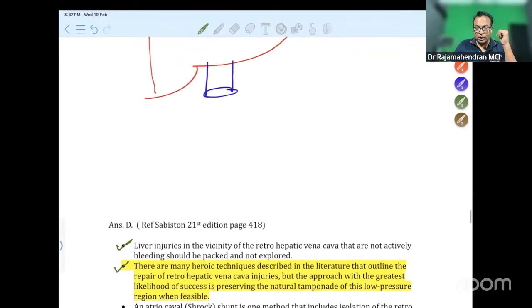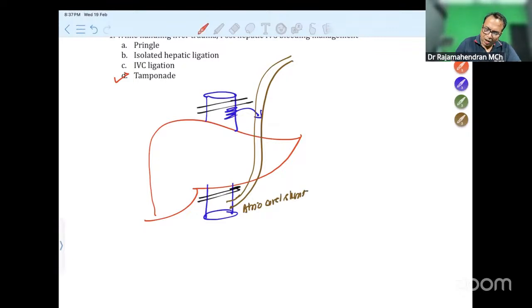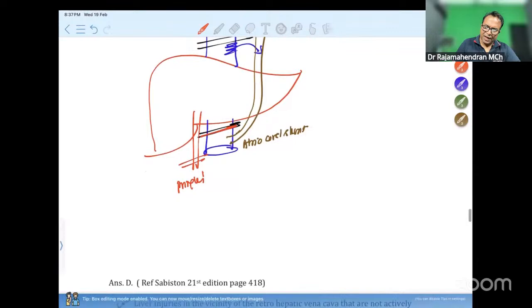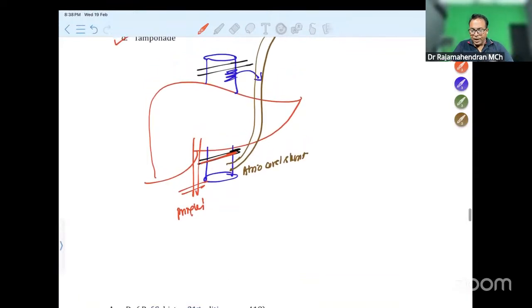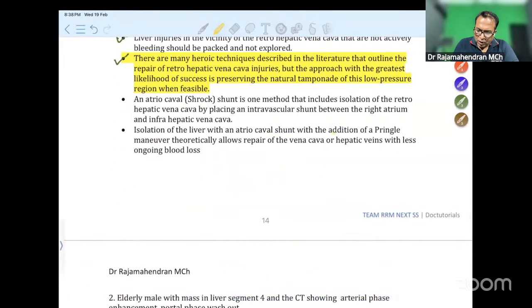An atriocaval shunt, people tried a shunt like this from here to the atrium. You clamp this retrohepatic IVC here along with the Pringle plus clamping of the IVC, and we will do an atriocaval shunt. And we have time to repair this injury. All these are discussed. Isolation of the liver with the atriocaval shunt with addition of the Pringle maneuver theoretically allows repair of the vena cava or hepatic veins with less ongoing blood loss. It's a theoretical point. And the best method is very clear. It is the tamponade effect. Okay.